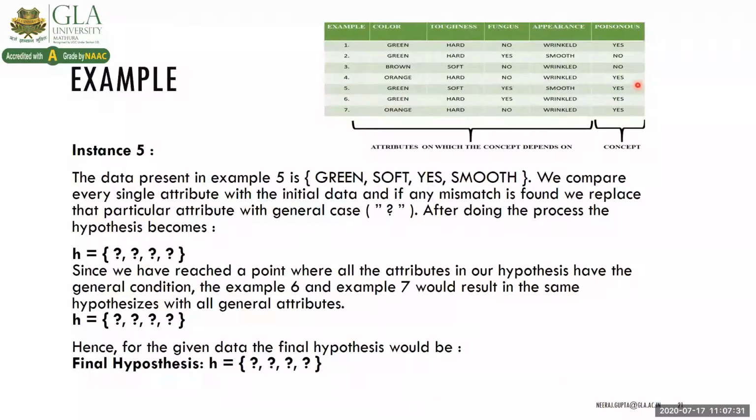At the fifth instance we got the general hypothesis, and then we see that the same appears at the 6th and 7th, so there is no need to check for that. Since we have reached the point where all the attributes in our hypothesis have the general condition, instances 6 and 7 would result in the same hypothesis. So the final hypothesis is this one. This is the answer to the question which we previously discussed. So I think it is clear to all of you.